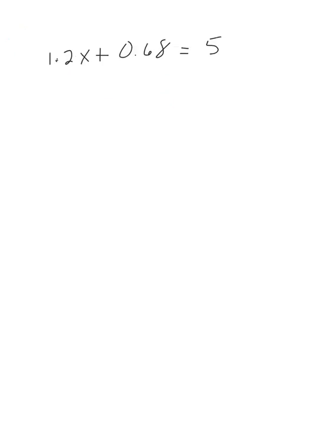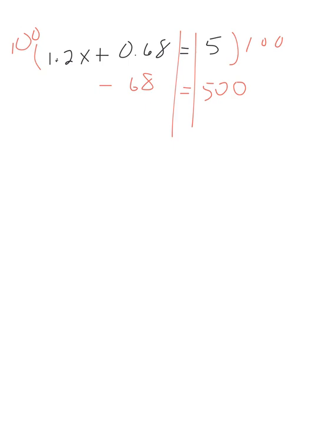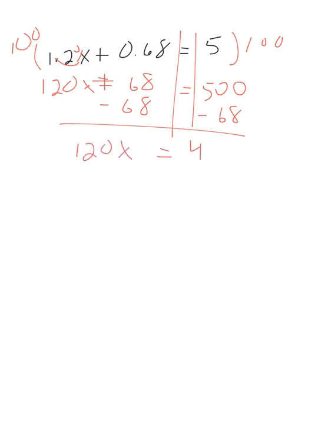Like with the other ones, go ahead and pause and see how you do with this problem. We're going to multiply everything by 100, which would make this 500, which would make that 68, and that will be 120, because you've got to put that 0, x, oops, plus. So you're going to subtract 68. You have 120x equals 432. Divide both sides by 120, and x is 3.6.